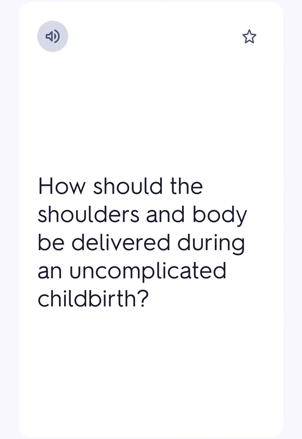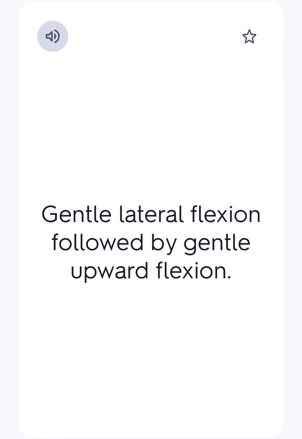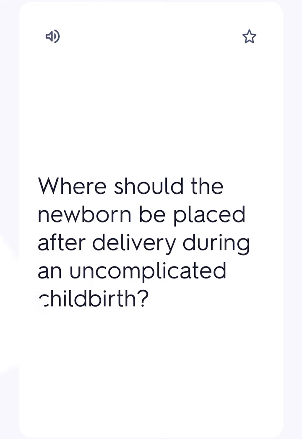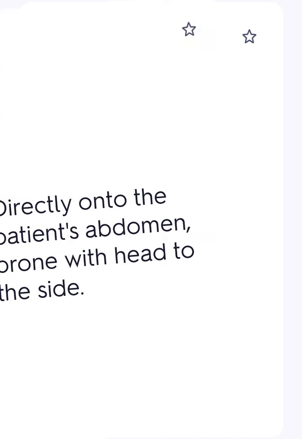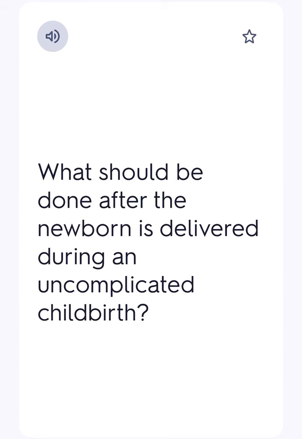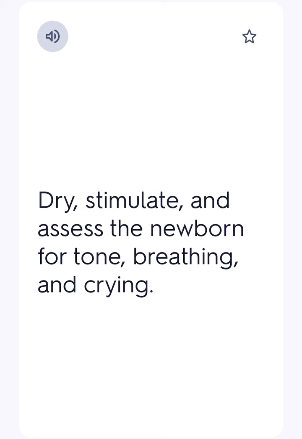How should the shoulders and body be delivered during an uncomplicated childbirth? Gentle lateral flexion followed by gentle upward flexion. Where should the newborn be placed after delivery during an uncomplicated childbirth? Directly onto the patient's abdomen, prone with head to the side. What should be done after the newborn is delivered during an uncomplicated childbirth? Dry, stimulate, and assess the newborn for tone, breathing, and crying.